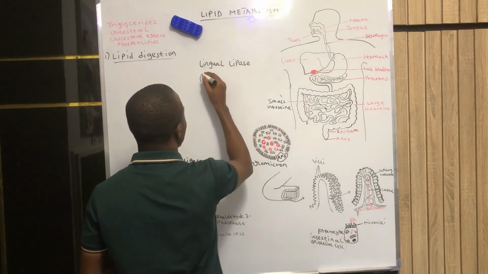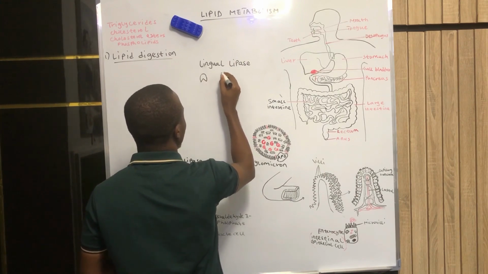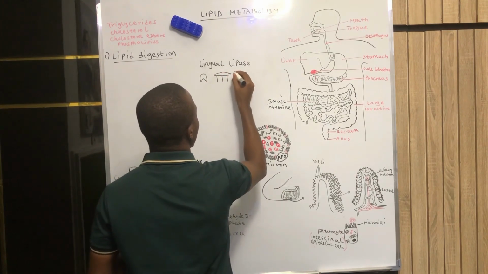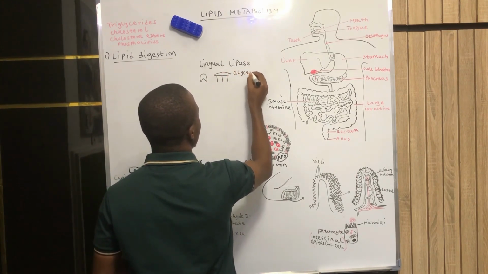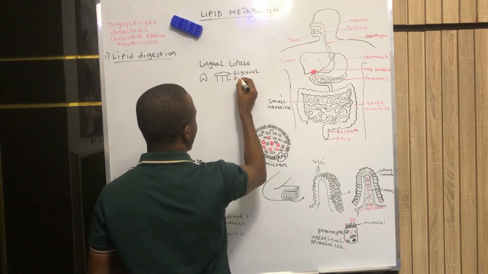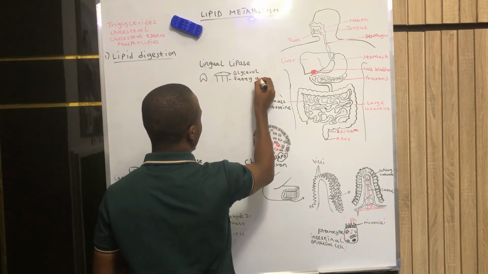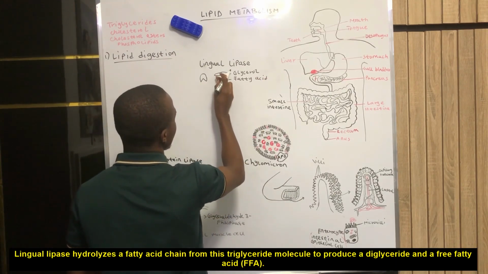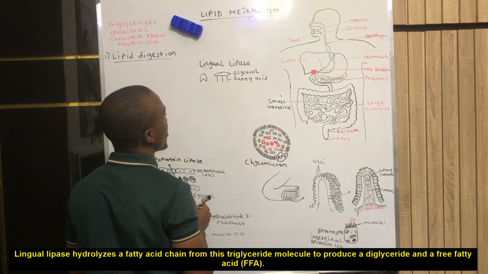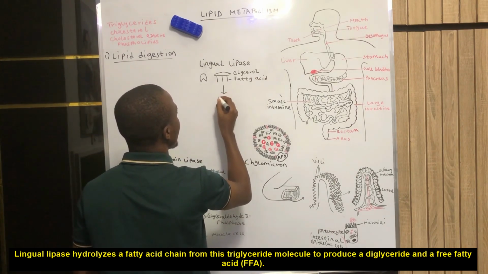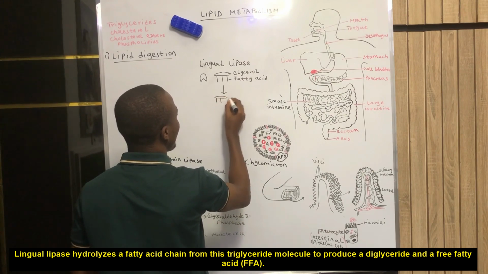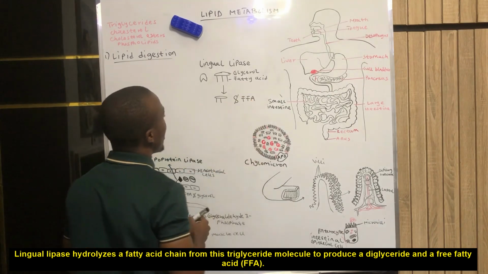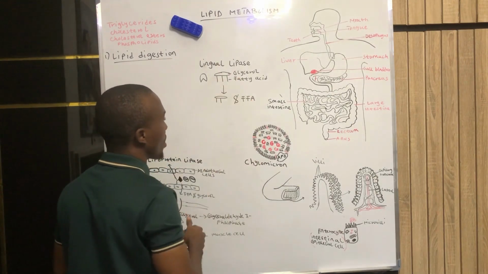Let's see, this is the lingual lipase enzyme, and this is the triglyceride molecule. So we have the glycerol backbone, and we have the 3 fatty acid chains, the triglyceride molecule. So lingual lipase hydrolyzes a fatty acid chain from this triglyceride molecule to produce a diglyceride and a free fatty acid. So this is how lingual lipase works.